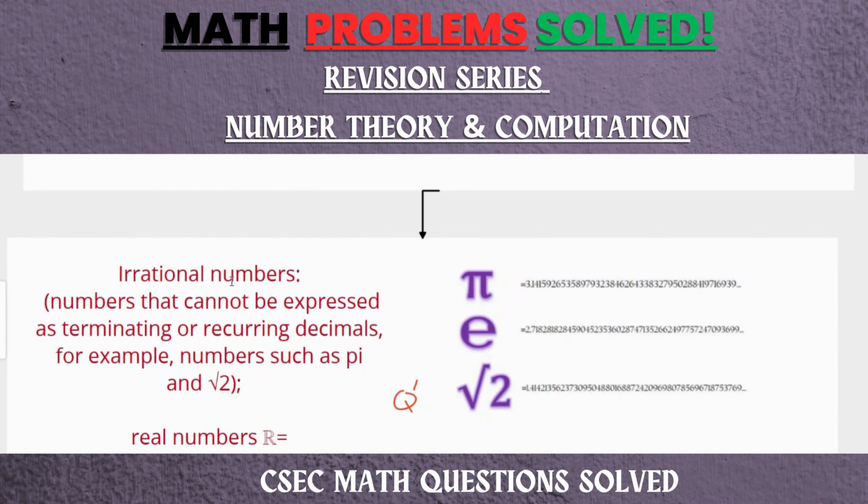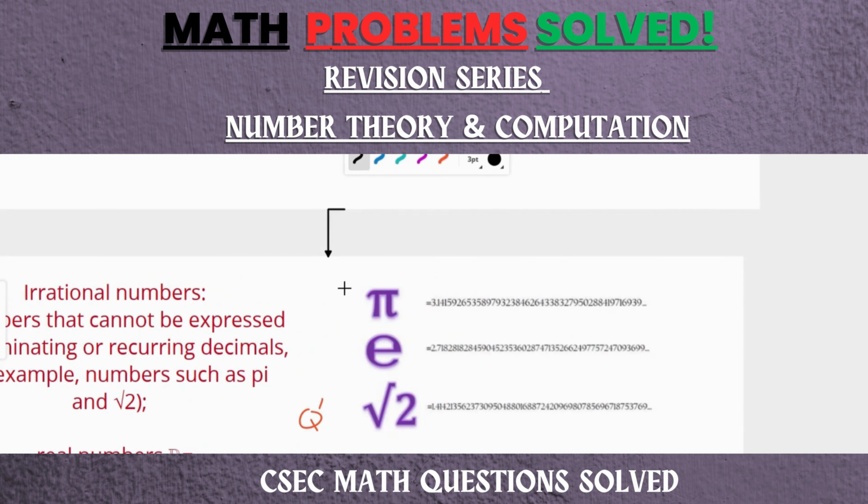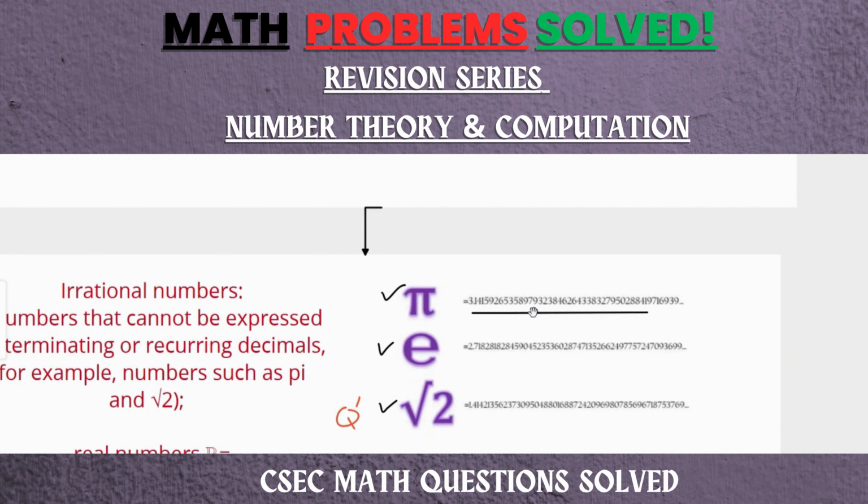Then what are irrational numbers? Numbers that cannot be expressed as terminating or recurring decimals. For example, numbers such as pi and square root of 2. You should know numbers like pi, e, and square root of 2. These are called irrational numbers. Why? When you convert pi into a decimal, you can see at the right end that it's non-terminating, right? This is a non-terminating decimal. That's why it's an irrational number.